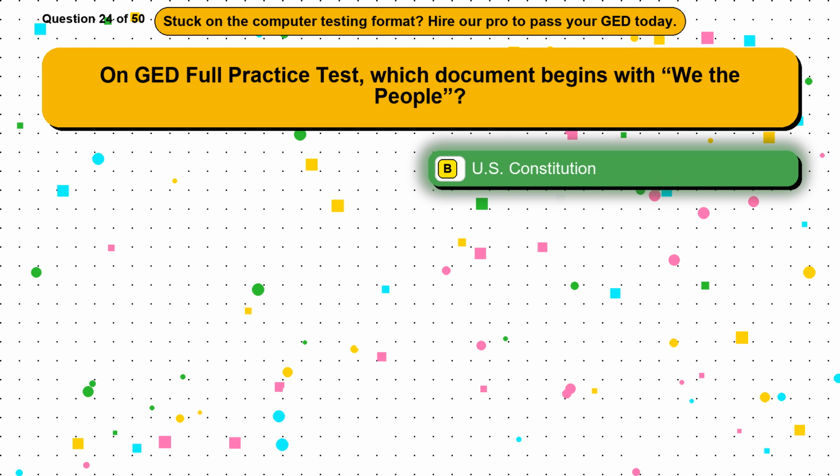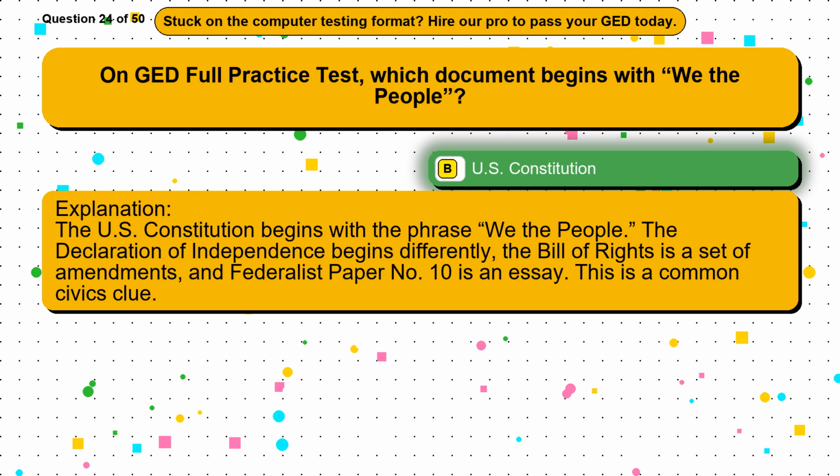U.S. Constitution. The U.S. Constitution begins with the phrase "We the People." The Declaration of Independence begins differently, the Bill of Rights is a set of amendments, and Federalist Paper Number 10 is an essay. This is a common civics clue.